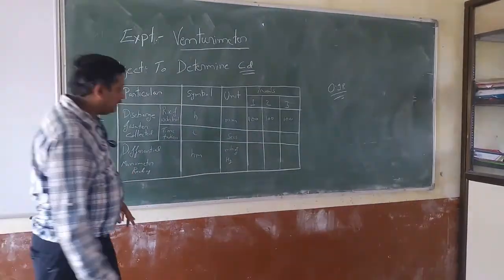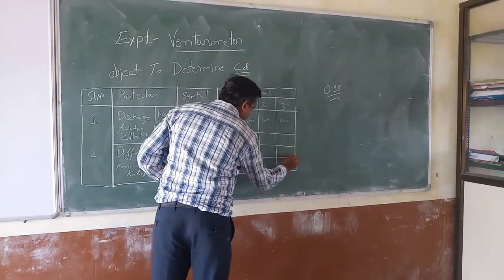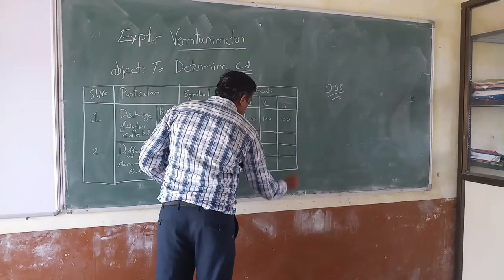We need to take the differential manometer reading with respect to the left limb and with respect to the right limb over here. The venturimeter is a flow measuring device in a pipe, so we need to calibrate it to find the CD value. In the next half, we are going to go to the lab and conduct the experiment. So thank you very much.